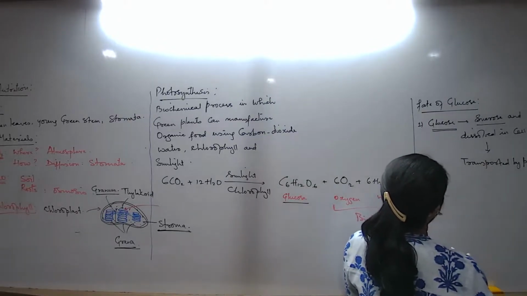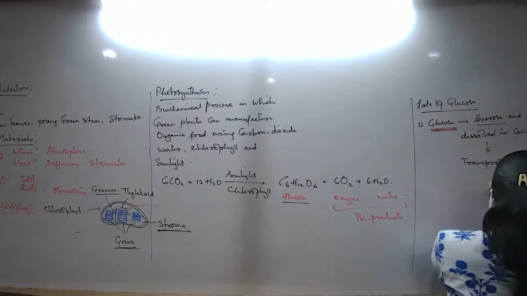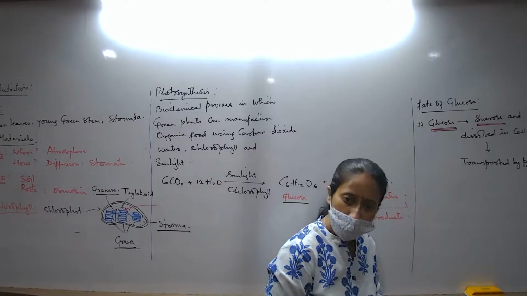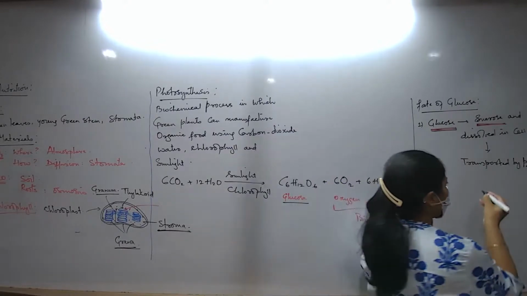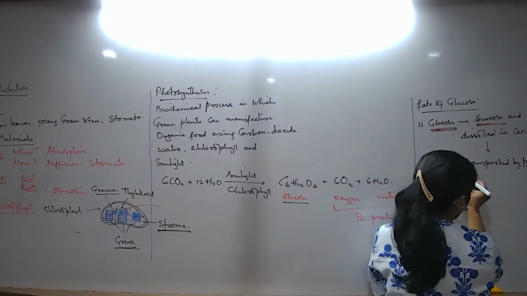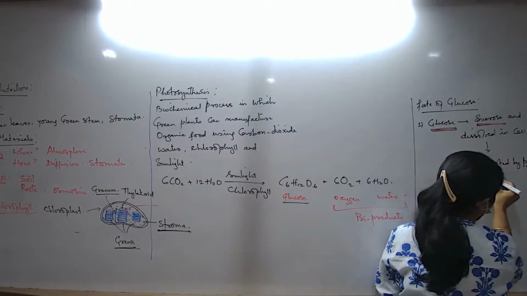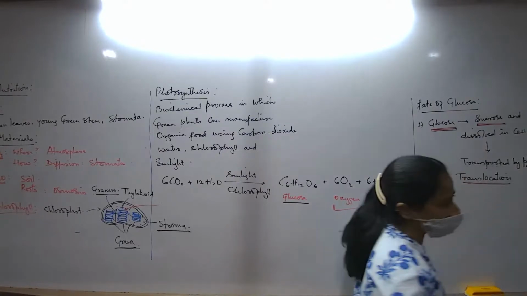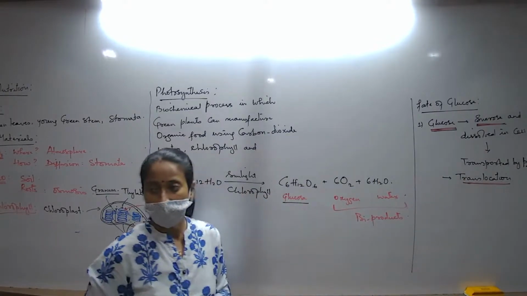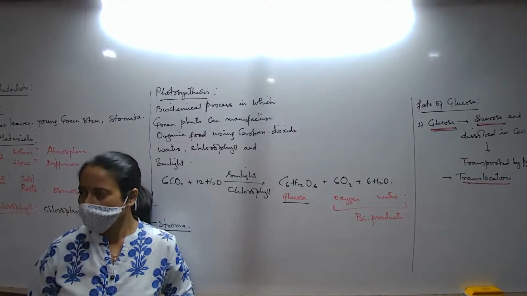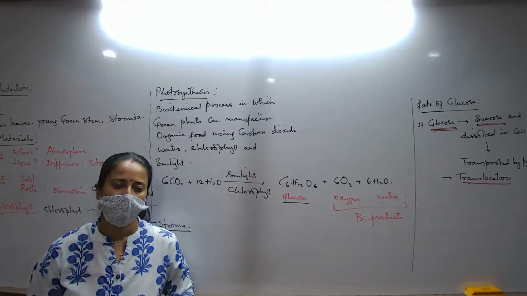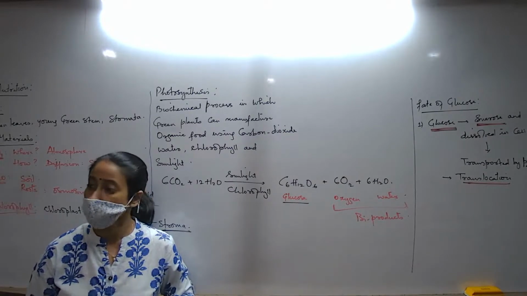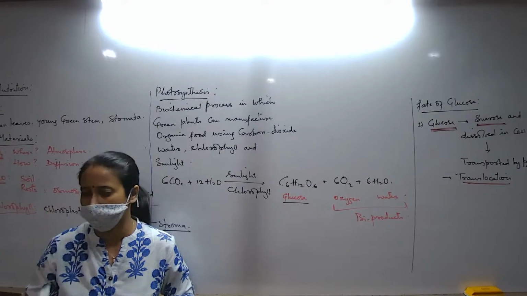What type of tissues help in the transportation of soluble food? Phloem. So you are to remember how glucose gets transported, in what form it gets transported, and by what tissues it gets transported. What do we call this process? Translocation. This process is called translocation. What is translocation? Transportation of organic food formed by photosynthesis in a soluble form by phloem.